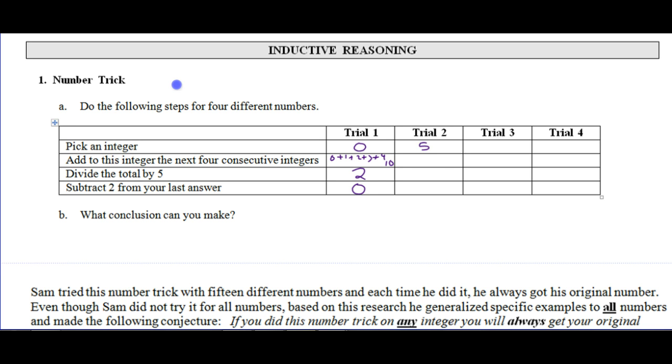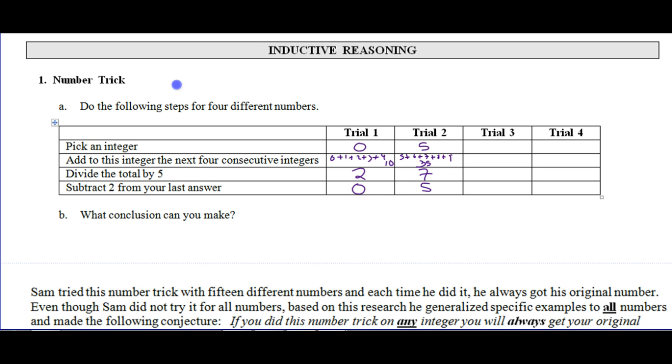Okay, how about 5? So that'll be 5 plus 6 plus 7 plus 8 plus 9 is 11, 18, 26, 35. Divide the total by 5. 35 divided by 5 is 7. Subtract 2. You're back to 5.